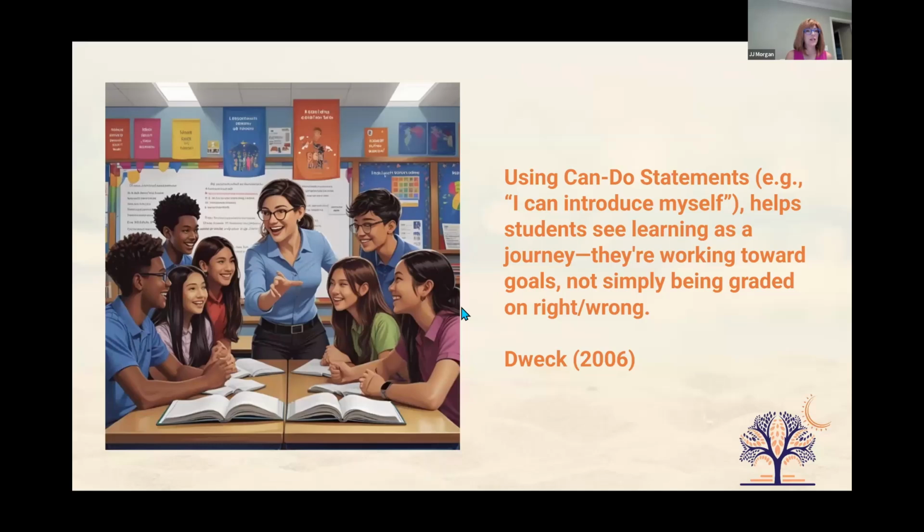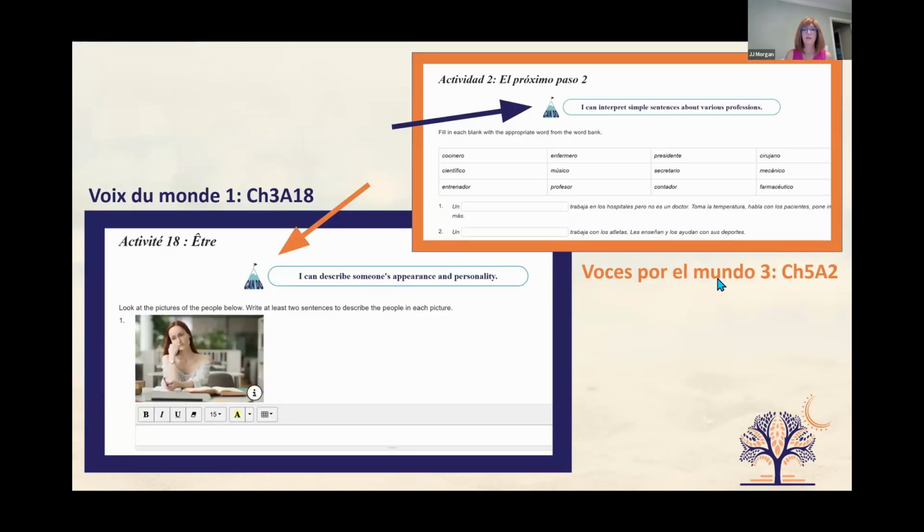So here are some examples of can-do statements from Voces por el Mundo, which is our grammar-based series, level 3, chapter 5, activity 2. I can interpret simple sentences about various professions, right? It's something that they can do at the end of the lesson. And it's also a skill that can grow with practice. From Voix du Monde 1, which is also our grammar French series, chapter 3, activity 18, I can describe someone's appearance and personality.